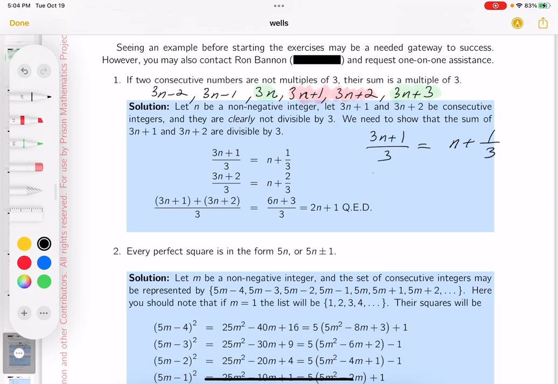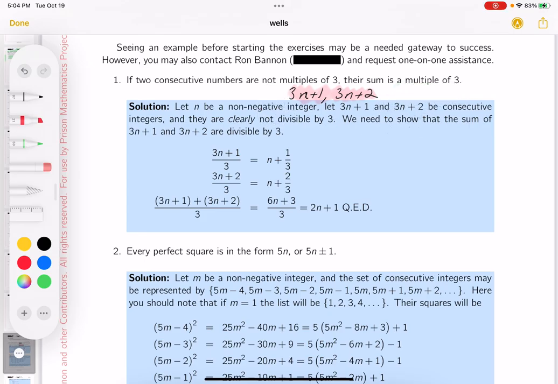By the way, when I say divisible by 3, I mean that it's going to be an integer number, no fractional result. So those ones would be 3n plus 2 divided by 3. What do you get? n plus 2 thirds. Still not an integer. So these are the numbers I'm looking at. Now, let me erase everything else.